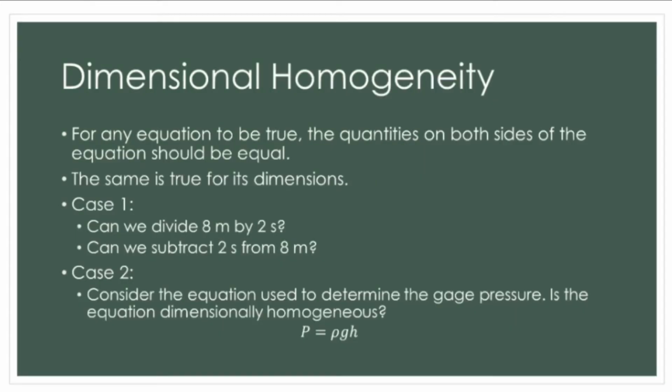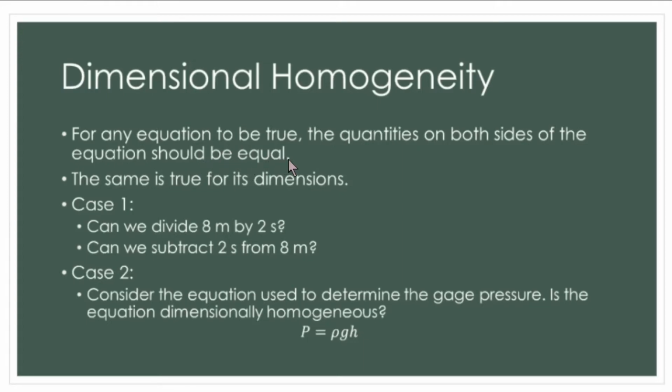For the final part of this video, let us discuss dimensional homogeneity. This is a very important topic that would guide you in your future problem-solving endeavors because you simply have to take a look at an equation and you can immediately determine what type of units you need to expect from the answer. Dimensional homogeneity lies on the fact that for any equation to be true, the quantities on both sides of the equation should be equal.